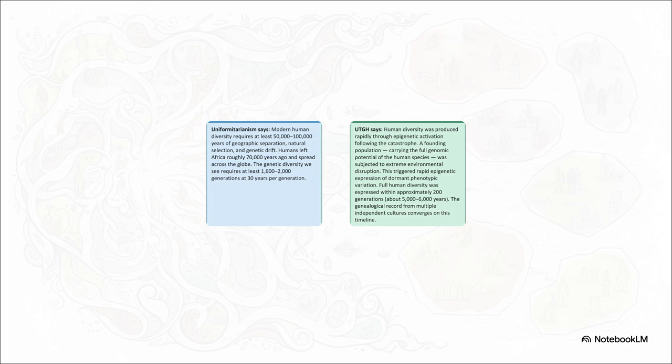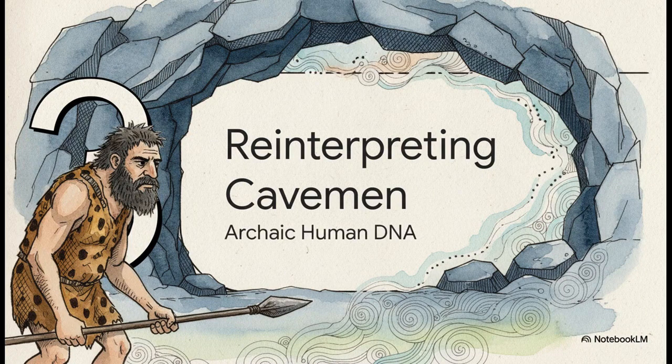It suggests that a fully loaded genetic code, when pushed to the absolute extremes by a harsh post-flood environment, could express the entire spectrum of human diversity in a fraction of the time. Okay, Section 3, reinterpreting the cavemen.